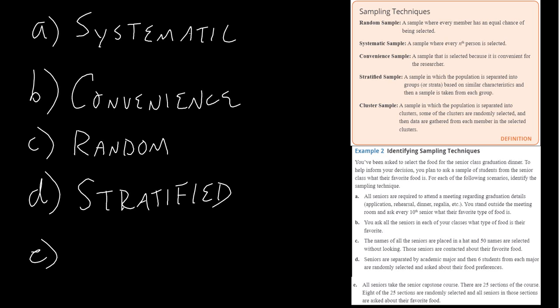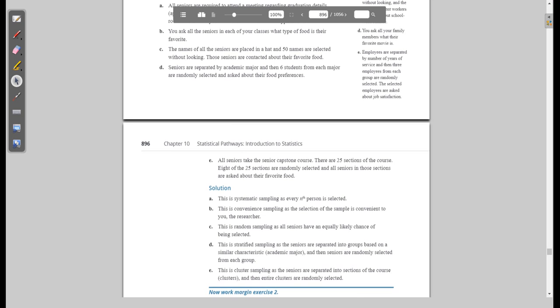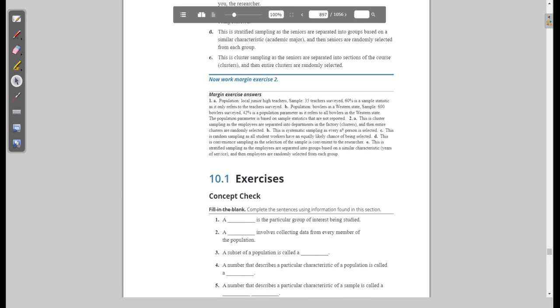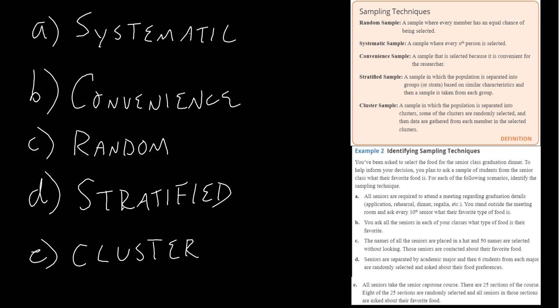And then E, all seniors take the senior capstone course. Okay, so there are 25 sections of the course. 8 of the 25 sections are randomly selected, and all seniors in those sections are asked about their favorite food. So this will be an example of a cluster sample. Okay, and I believe today was a very short section, and so that does conclude today's lecture on Chapter 10, Section 1.